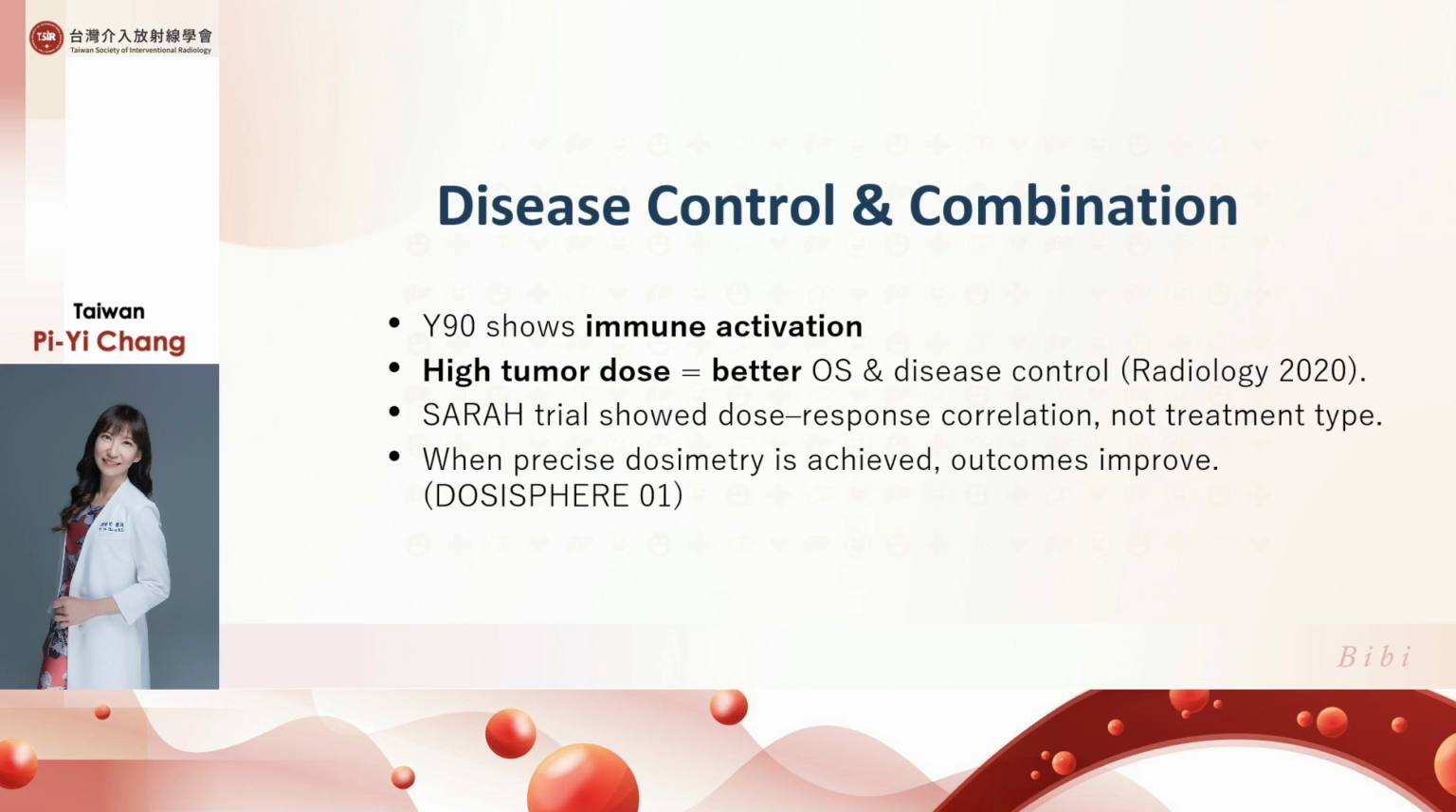Moving on to disease control, because most of our HCC are still stage C or stage B. For disease control nowadays, we want to combine with systemic therapy. Yttrium-90 will show immune activation for this kind of combined treatment. A higher tumor dose will have better overall survival and disease control. And the SARAH trial shows dose-response correlations, not treatment type. So when precise dosimetry is achieved, outcomes will improve.